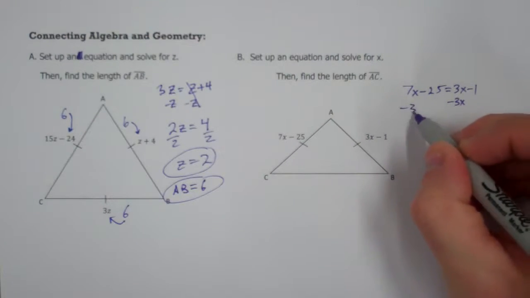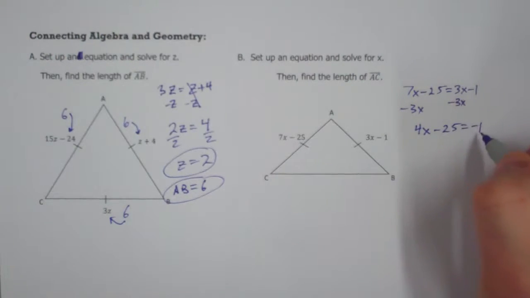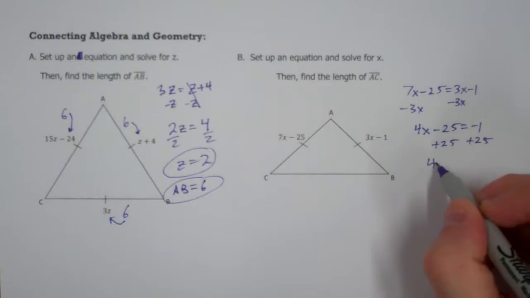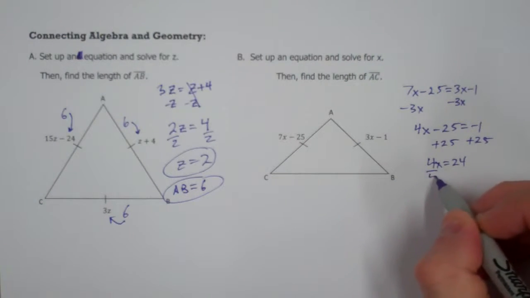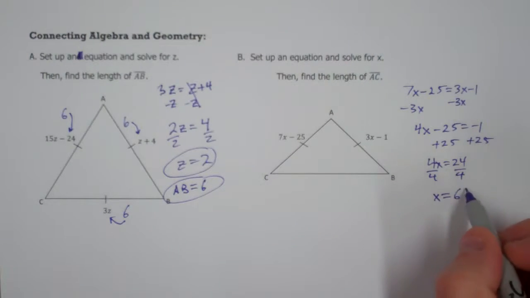We'll subtract 3x from each side. We've got 4x minus 25 equals negative 1. We'll add 25 then. And we've got 4x is equal to 24. Divide by 4, and x will be 6.